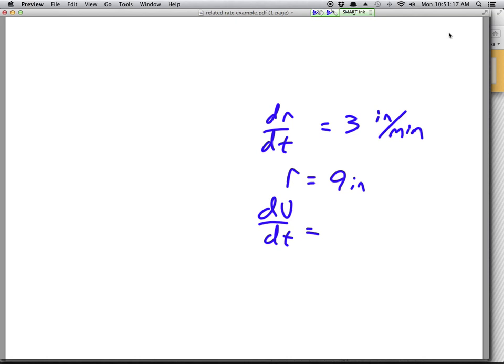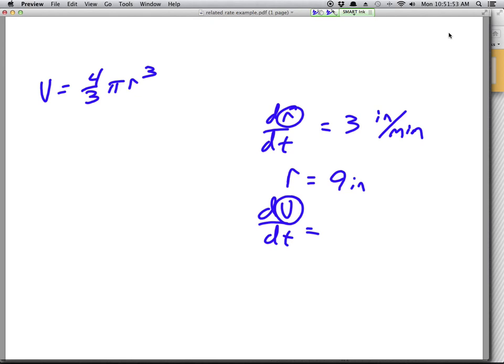dV over dt is what they want me to use. Okay? Now, just like on the last problem, we had x squared plus y squared equals 25, and that was what we took the derivative of. Okay? I need an equation that involves a radius and the volume. So the volume of a sphere is the equation I need, and you do not have to have the volume of a sphere memorized. Okay, but the volume of a sphere is 4/3 pi r cubed.